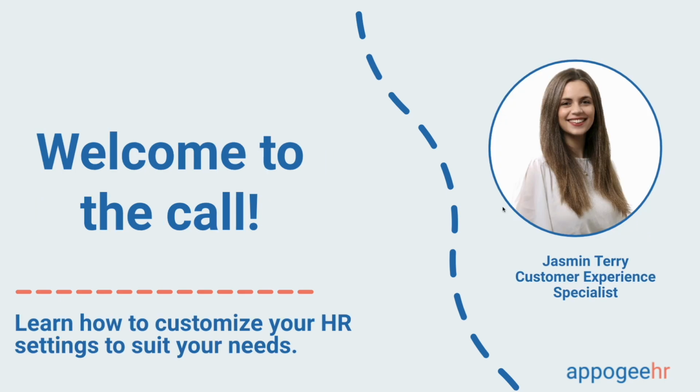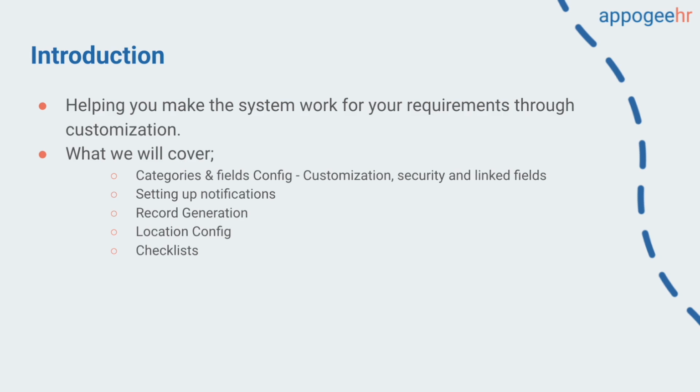Just by way of introduction then, I'm Jasmin Terry. I'm the Customer Experience Specialist here at Appogee HR and one half of the Customer Success team alongside Megan. And today we're going to be going through the HR config side of things for you. So what we're going to cover in today's call, we're going to cover categories and fields config, so the customization, security and link fields, setting up notifications, record generation, location config, and also checklists. So there's a lot to cover, but we're going to help you make the system work for your requirements through this customization.